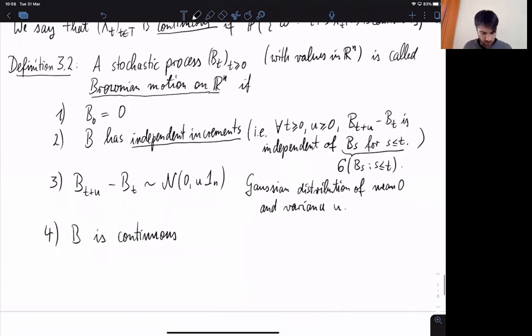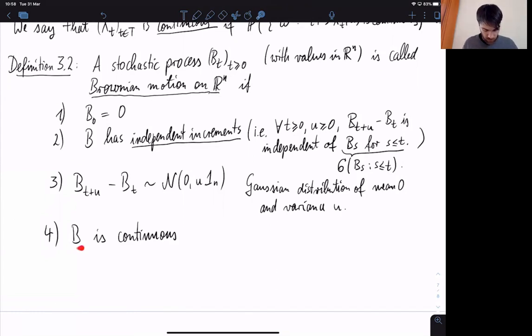And maybe I should explain why it's called Brownian motion. This is supposed to model the motion of a pollen which is suspended in, let's say, water. So then B describes the location of the pollen. You could think of an R^n dimensional situation, and all of R^n is water. You put the pollen at the origin, so you start with the location B_0 equal to 0, and then the pollen evolves, and then all of these conditions are quite natural.